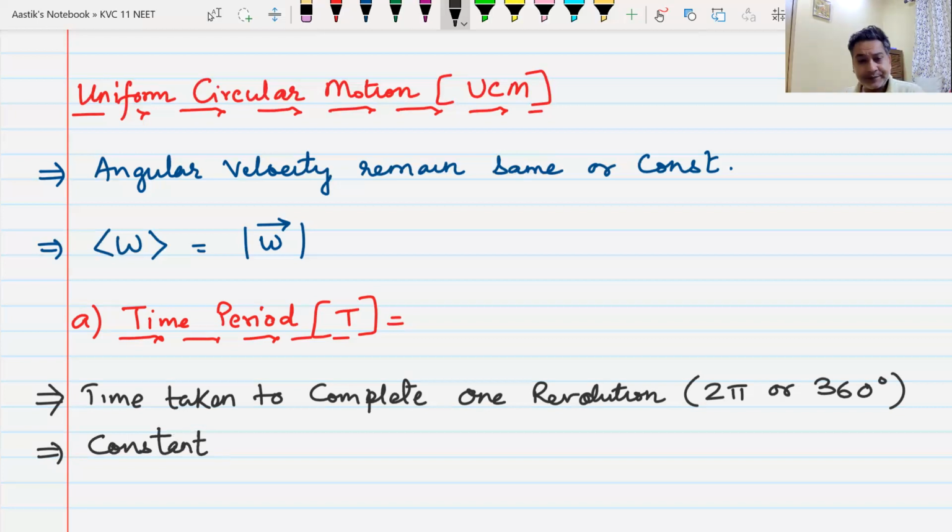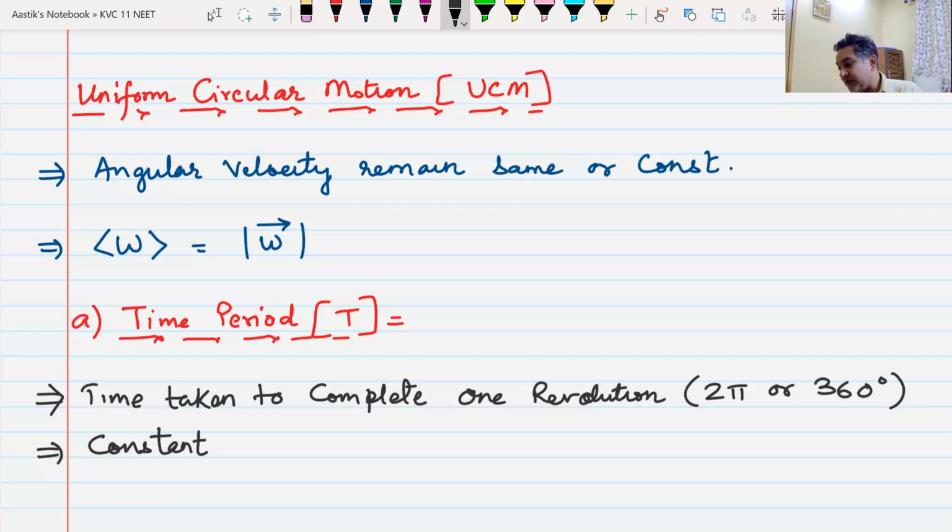The time period of rotation of a second hand is 1 minute. In 1 minute, it completes 360 degrees. The time period of a minute hand is 60 minutes, 1 hour. In 1 hour, it completes one circle. The time period of the hour hand of a clock is 12 hours. It completes one circle in 12 hours. That is known as the time period.